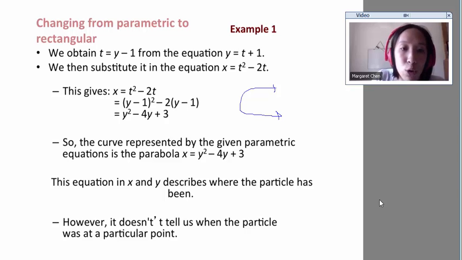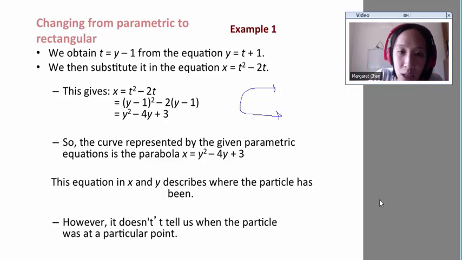Okay. So basically what these two equations do, when you smush them together, you get this parabola right over here. And it's going to mark it according to t. If you have it written as x equals y squared minus 4y plus 3, you don't exactly know where you are at a specific point. The parametric equation lets you do that. So that's kind of like the pros and cons of parametric versus rectangular.